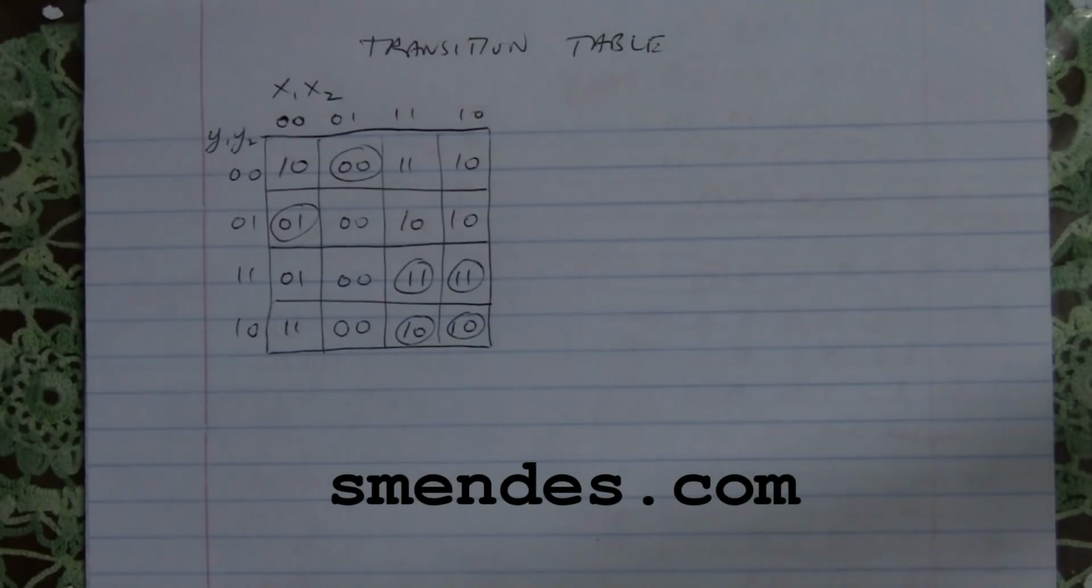Hello, in this short video I want to show you how to draw a total state diagram for a transition table. Now the transition table has stable and unstable states, and we need to account for every square in the table. So it's called a total state diagram because it includes both the input and the output.